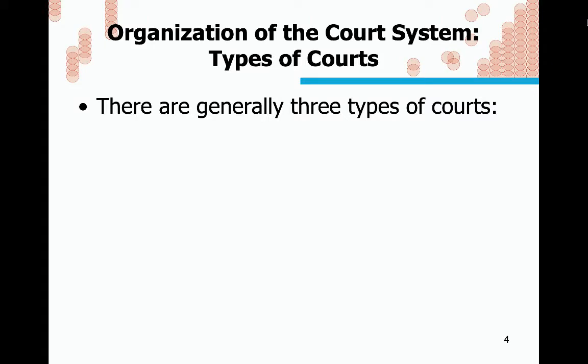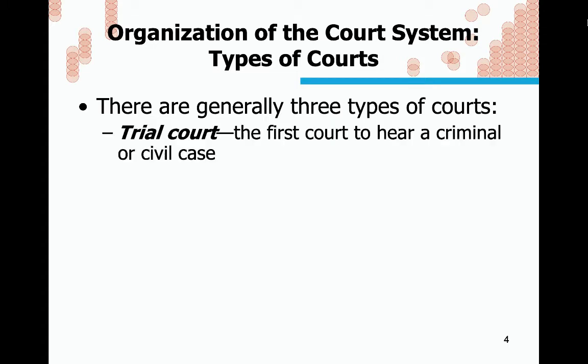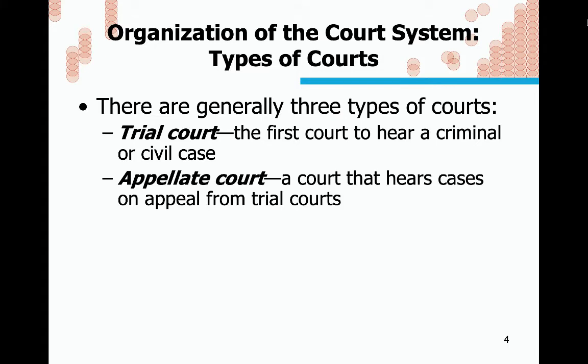Organization of the courts. We can talk of three types of courts generally. Trial court, which is the first to hear a criminal or a civil case. Appellate court is who you turn to after a decision's been made by a trial court. You lost, you appeal, you go to an appellate court.